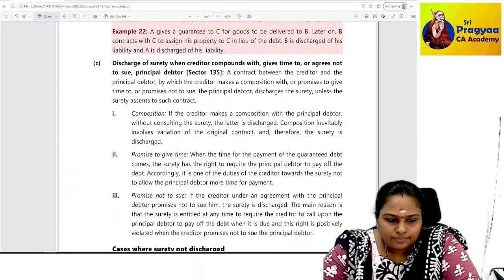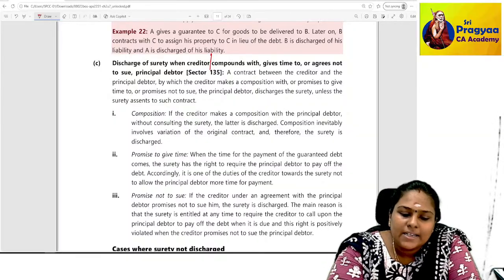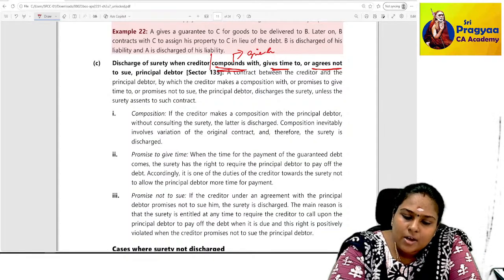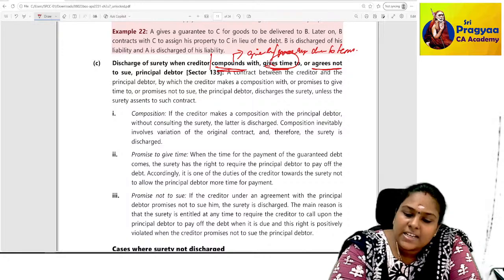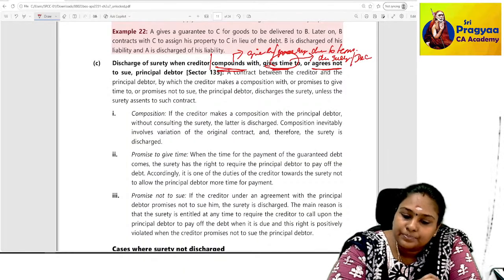Next one, discharge of surety when the creditor compounds with, gives time or agrees not to sue. Sir, compounds with means makes any change to terms. Gives time means, sir, actual due date is someday. Say for example, actual due date is July. I am going to give time up to December.